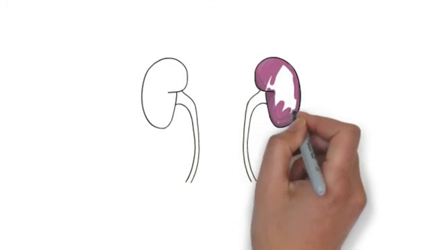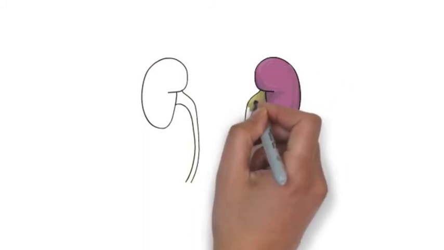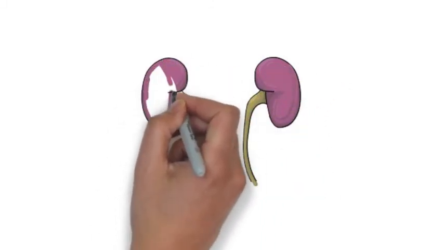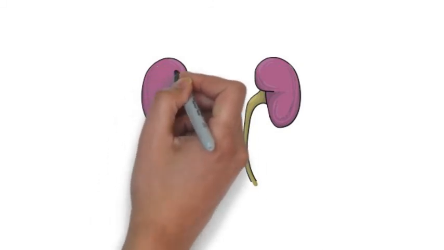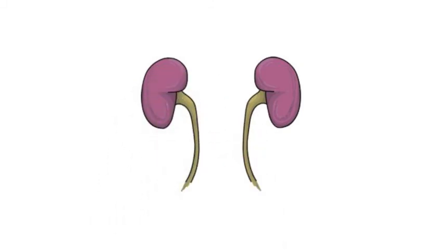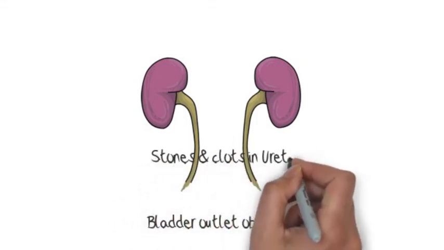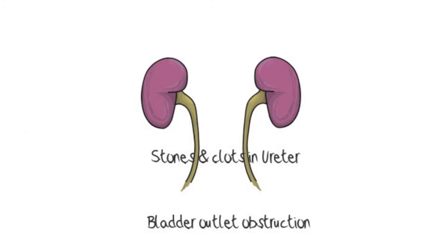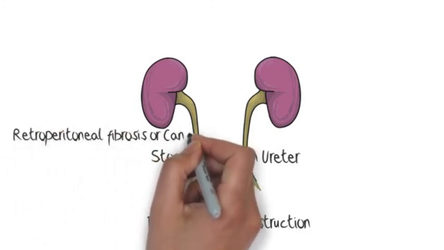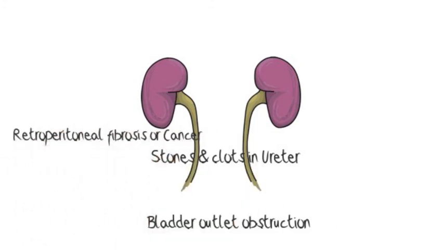Now we discuss obstructive uropathy. Obstructive uropathy gives AKI only if both kidneys are affected. If only one kidney is functional, then unilateral obstruction can cause AKI. Bladder outlet obstruction with BPH, prostate cancer or blood clots, and any tumor causing bladder outlet obstruction can give AKI. Stones and clots in the ureter can give AKI. Retroperitoneal fibrosis or cancer causing bilateral ureteral obstruction can give AKI.